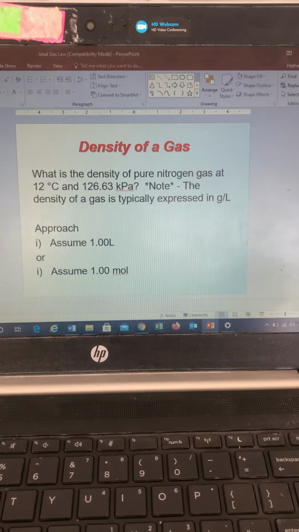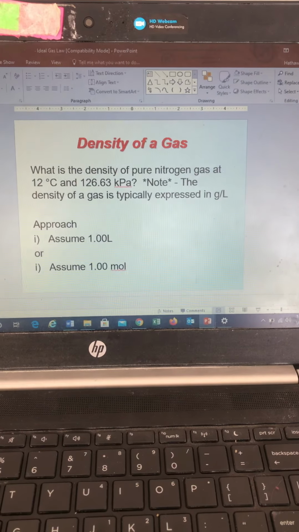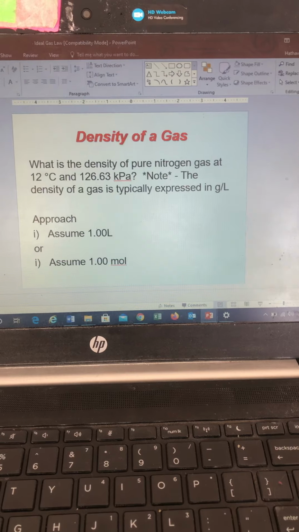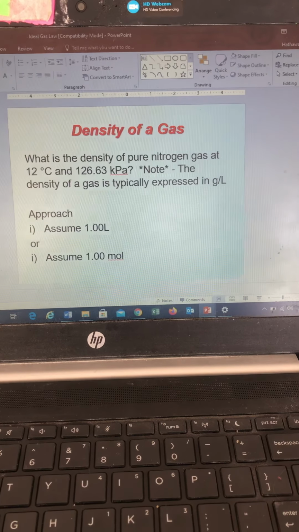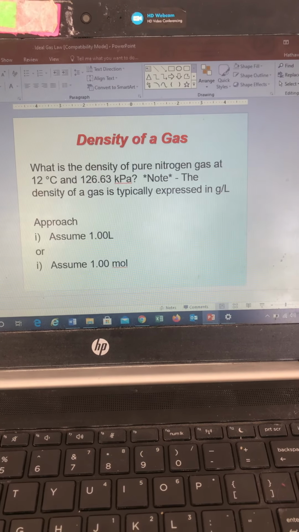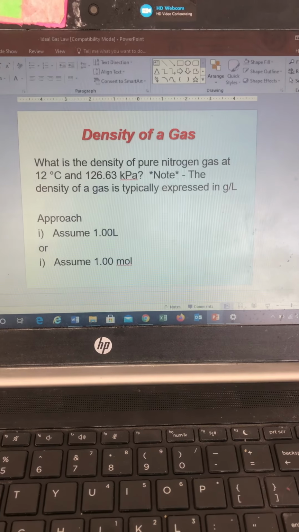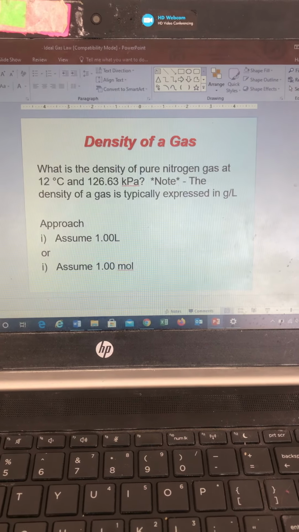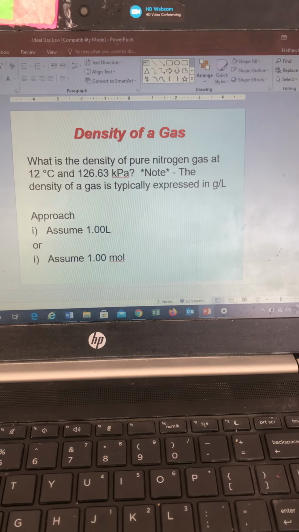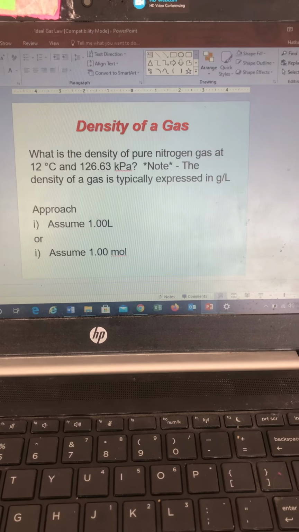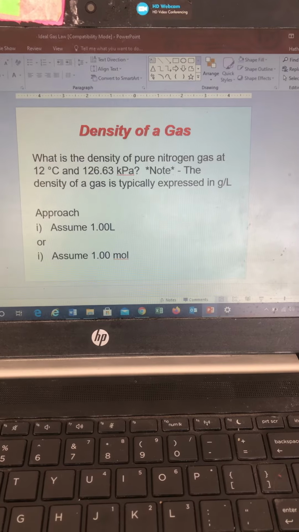Either approach will get you to the same endpoint, but a slightly different route to get there. I don't know that there's necessarily one way that's easier than the other. So I'm just going to quickly show you one of the approaches, and perhaps if you try the other, you can get yourself to the same density. So we're going to be using the PV equals nRT formula.